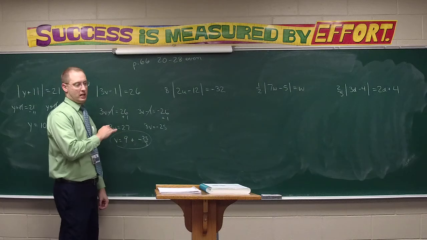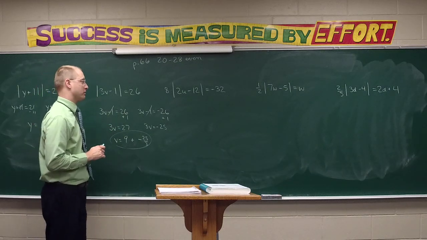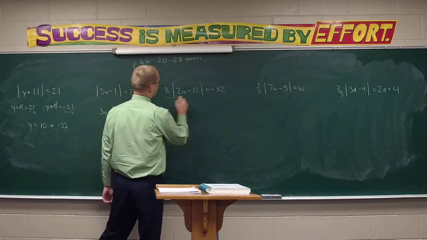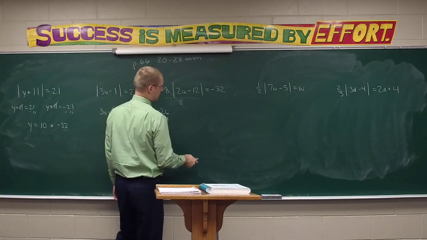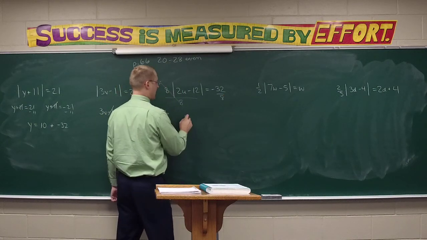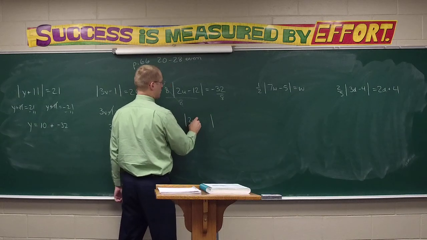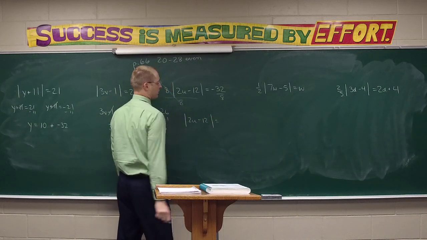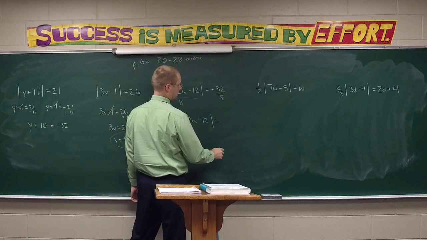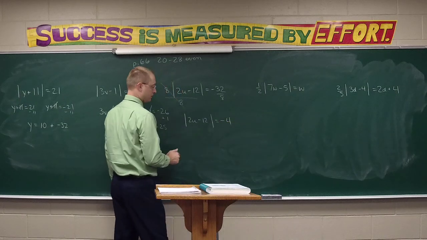It's not isolated. Genesis, what do we have to do to get the absolute value isolated? Divide by 8. What we do to one side, of course, do to the other. So when we do get it isolated, we'll get the absolute value of 2u minus 12 is equal to negative 4. Now what?